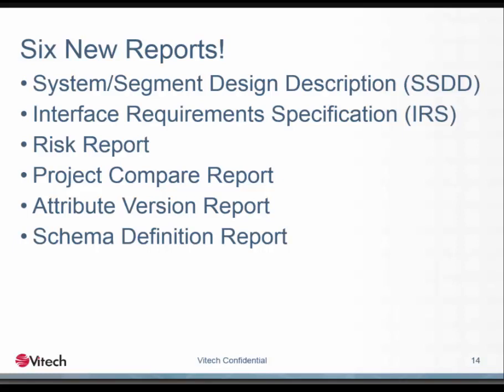We offer a project compare report, which documents the differences between the current project and a user-selected base project. This allows you to compare independent work as well as clearly present all changes made to a system design since a previous baseline. The attribute version report documents the history of user-selected attributes in a tabular format for all of the entities of the database, the selected package, or the selected folder. And finally, the schema definition report outputs the definition of all classes in a user-selected facility.